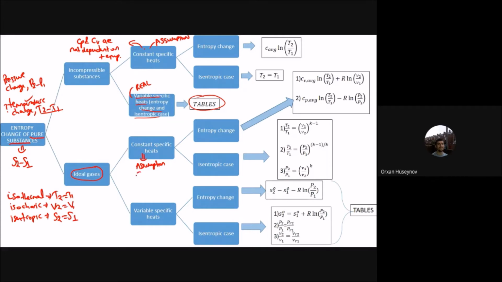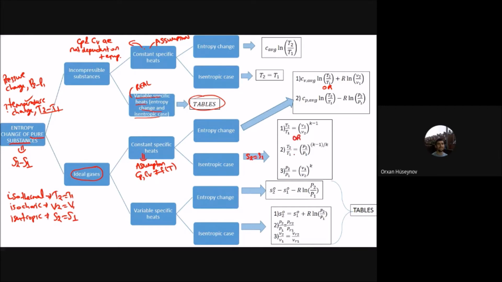Again, this is not a true case, because Cp and Cv are functions of temperature, but it is an assumption. If you have the entropy change for this case, you use this formula. You have two formulas; you can use this one or that one. Similarly, if the entropy is constant, S2 is the same as S1. It doesn't change.